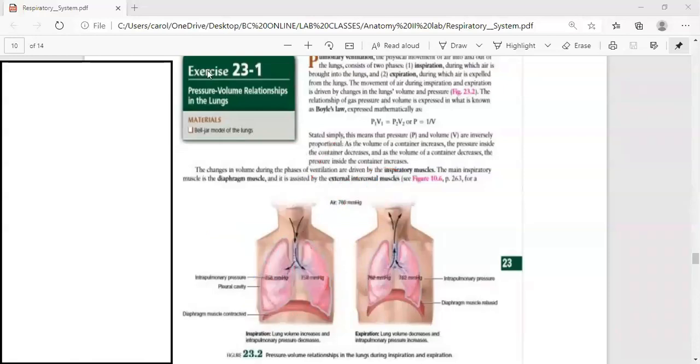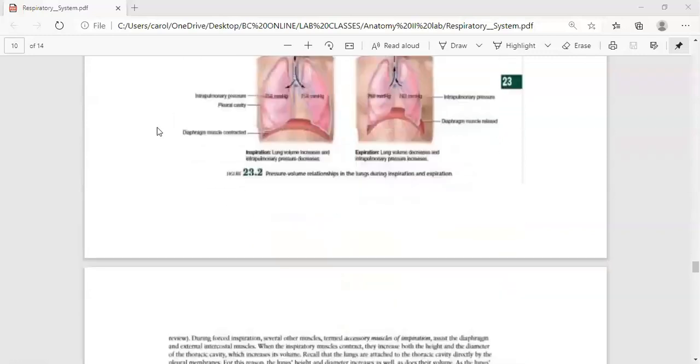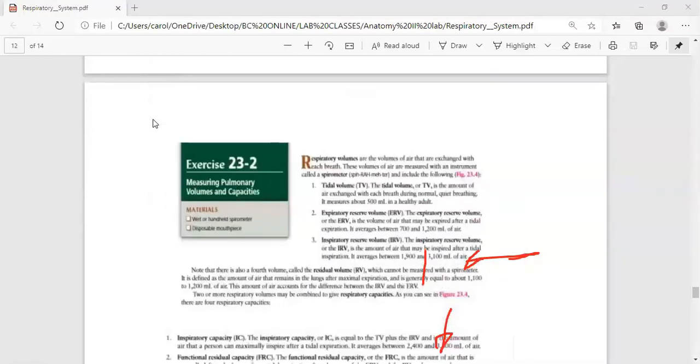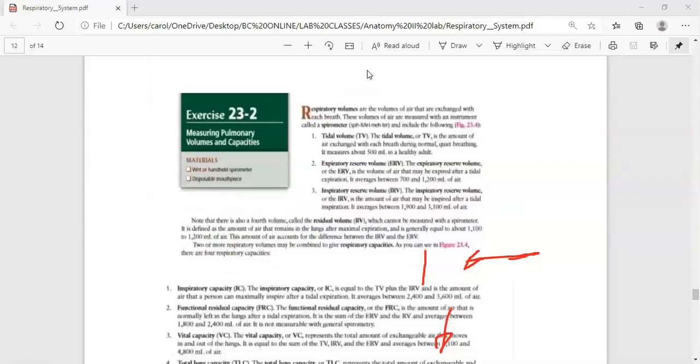So people got some balloons and put them inside a little dome right here, and they call this the Bell jar, right? So then the balloons are collapsed, but you see how they are pulling this down like that? And when they pull this thing like that, they see that the balloons actually inflate. When they let go of this membrane, then the membrane goes up, and you can clearly see how the air goes outside the lungs right there. Now, we have in here measuring pulmonary volumes and capacity.